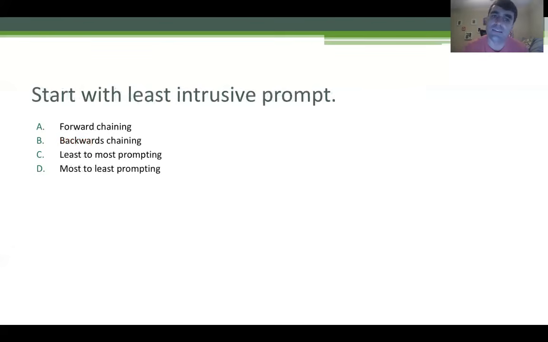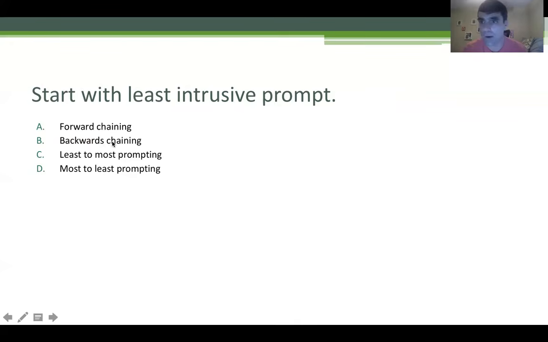Again, start with least intrusive prompt. If you've studied, if you know your definitions, this is very, very easy. What is our least intrusive prompt? Well, I have a prompt hierarchy, and if it's the least intrusive, what type of prompting is that? Let's look at our answers. Forward chaining has nothing to do with the least intrusive prompt. That's a type of teaching, and you might be prompting during forward chaining, but it's got nothing to do with starting with the least intrusive prompt.